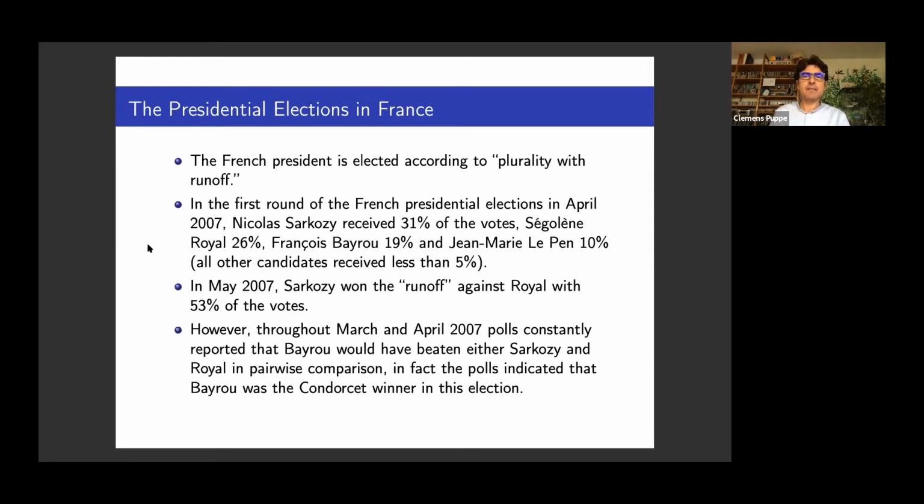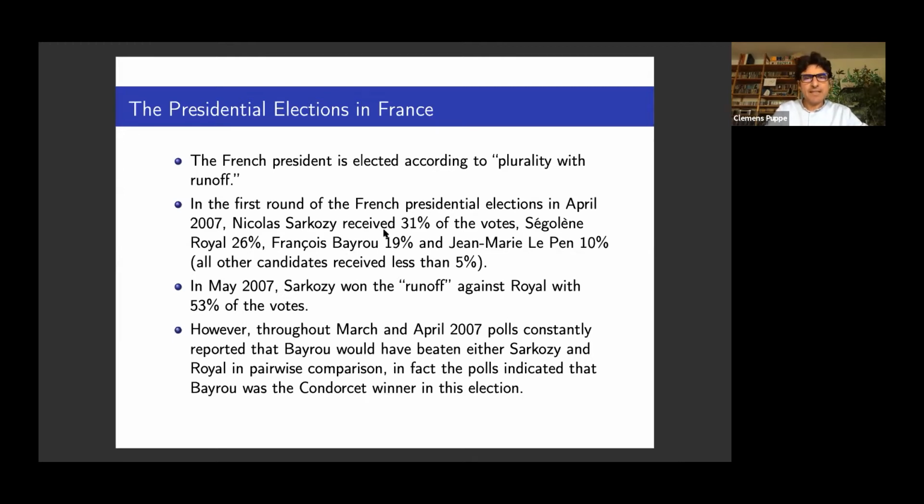The following happened in the first round in April 2007. Nicolas Sarkozy received 31% of the votes, Ségolène Royal 26, François Bayrou 19. Then there was Jean-Marie Le Pen, the father of Marine Le Pen, with 10%, and all other candidates received less than 5%. Well, this is a typical picture, actually, for French presidential elections. There are, of course, many of these, say, up to 20 candidates. They receive very little number of votes.